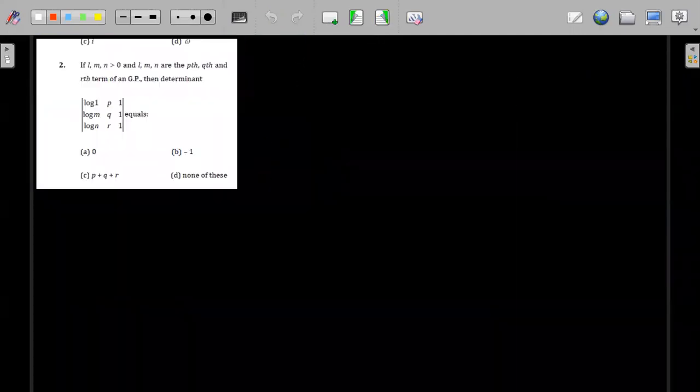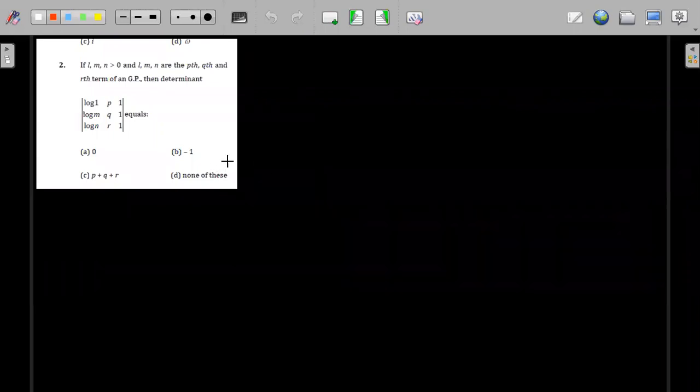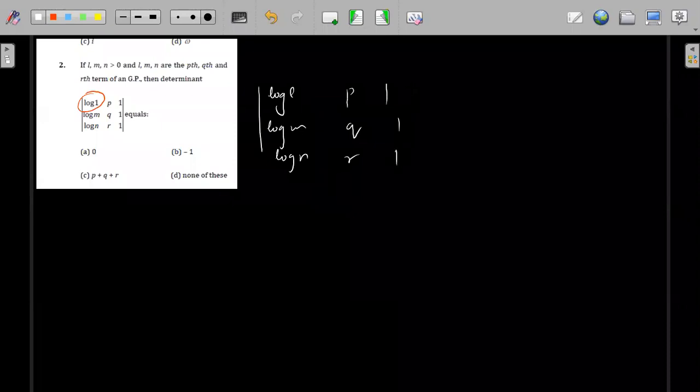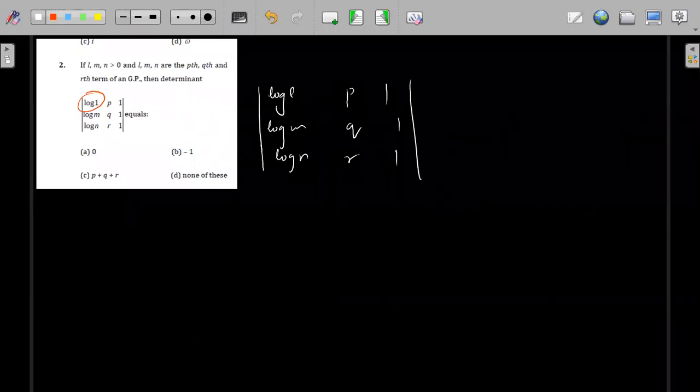Okay, now the next question. So this is the second question. I think some of you asked about this question also. There is an error in this question. What I think is that this should be log L, I guess. So the actual question is log L P 1, log M Q 1, log N R 1. Just find this. Now solve this one, where L, M, and N are the Pth, Qth, and Rth terms of a GP. Yeah, I think the question is something like this.